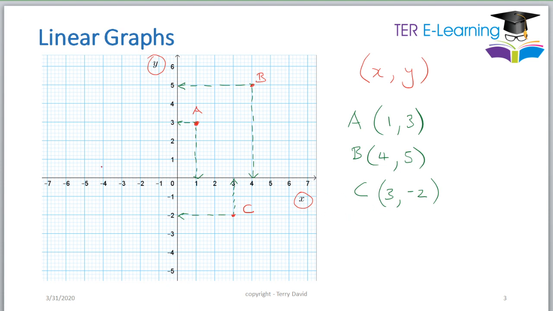Now I know this might seem a bit trivial, however, I've seen students get lots of trouble with these questions. Just to plot a point they're having problems with. So what about this point here, point D? What are the coordinates of the point D?